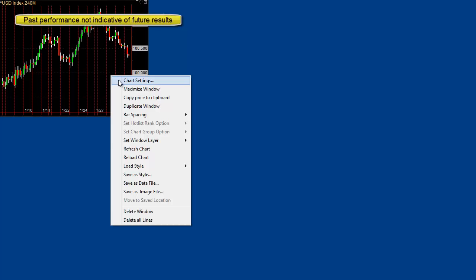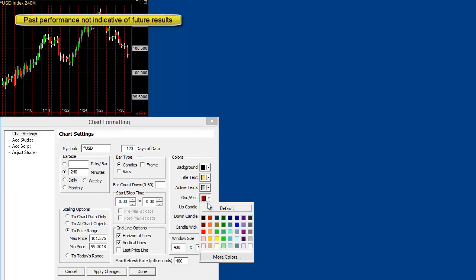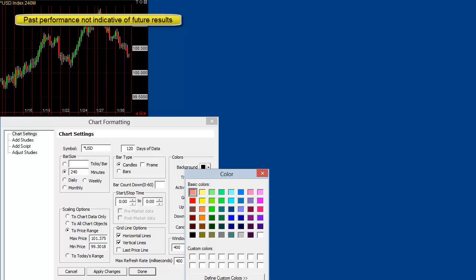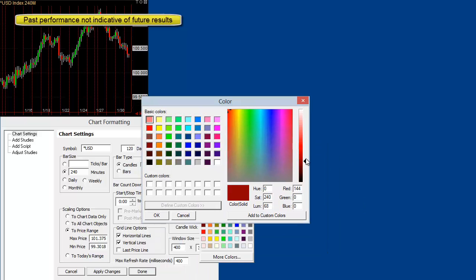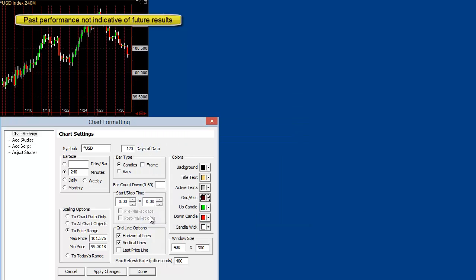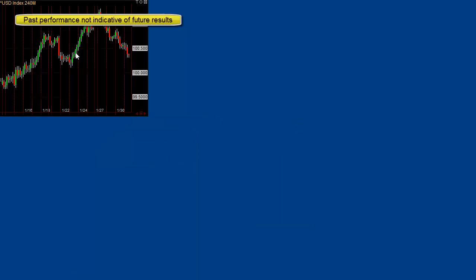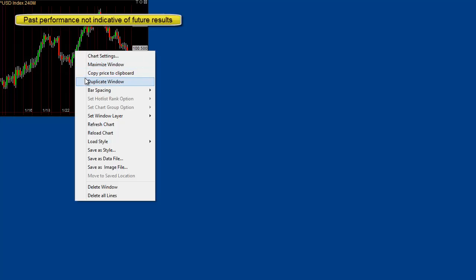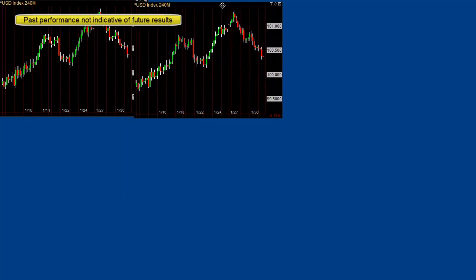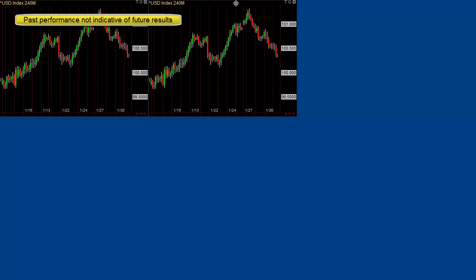And if you want to get rid of or change the grid so it's less visible, you can just make it darker, which I like to do personally. Then you don't notice it as much. And once you've created one, you right-click on it and duplicate it. And this lets you see the trend over a different time frame.